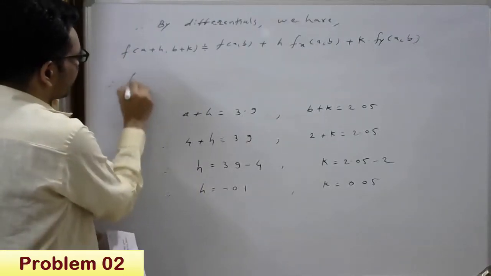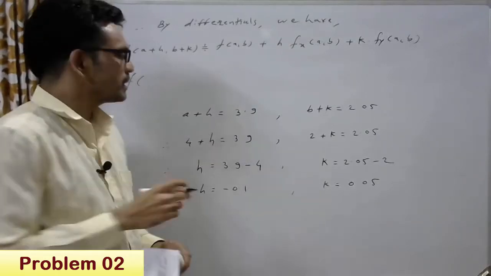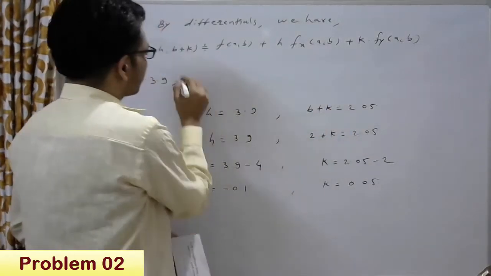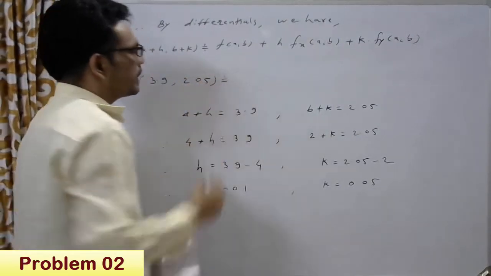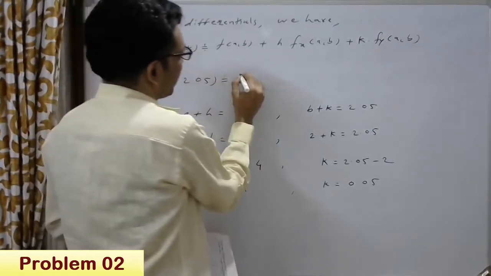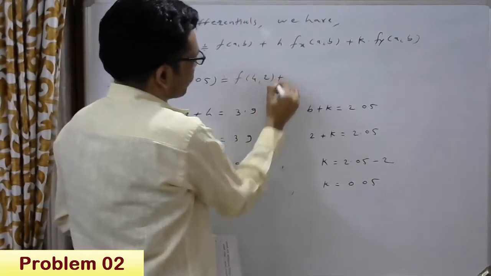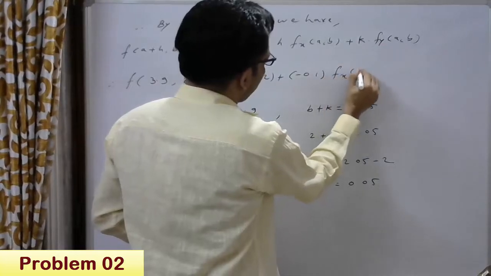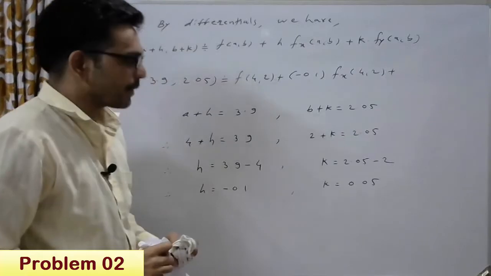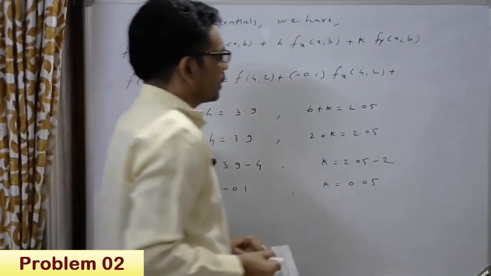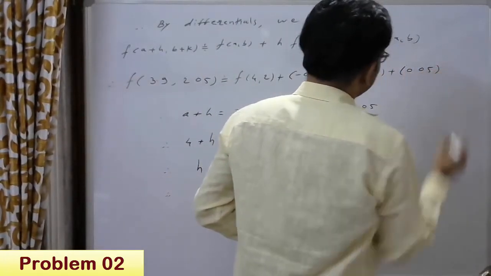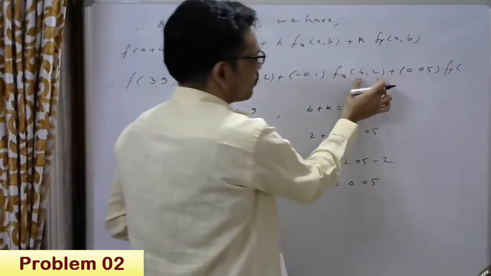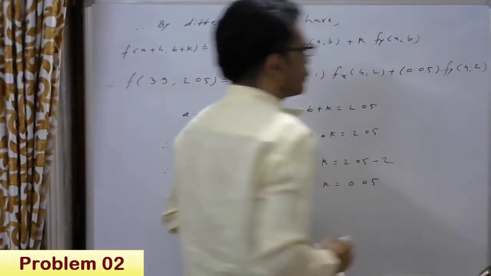Therefore, f of a+h, which is 3.9, and b+k, which is 2.05, is approximately equal to f(a,b), that is f(4,2), plus the value of h, minus 0.1, into fx at the point (4,2), plus k, which is 0.05, into fy, the partial derivative of the function f with respect to y, at the point (a,b), that is at the point (4,2).